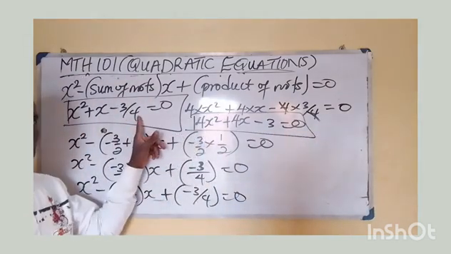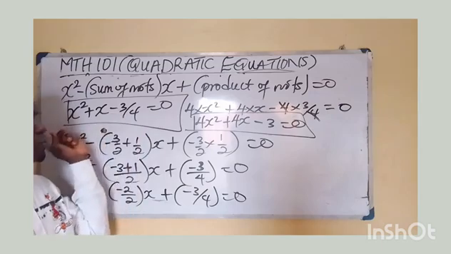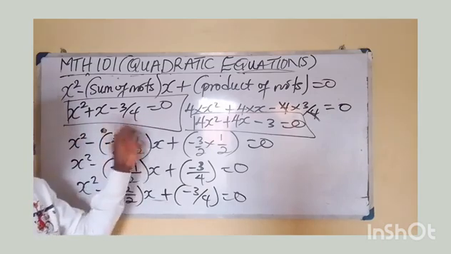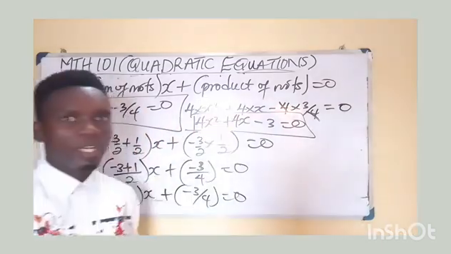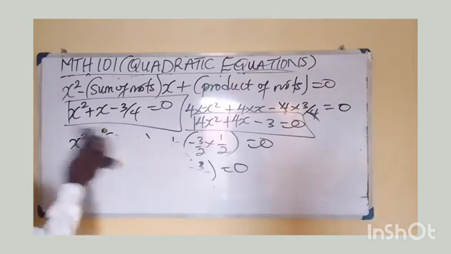You don't have to stop here, because of this denominator 4, you have to multiply through by this 4, and if you do that, you'll have this as your final answer. So please take note of that.